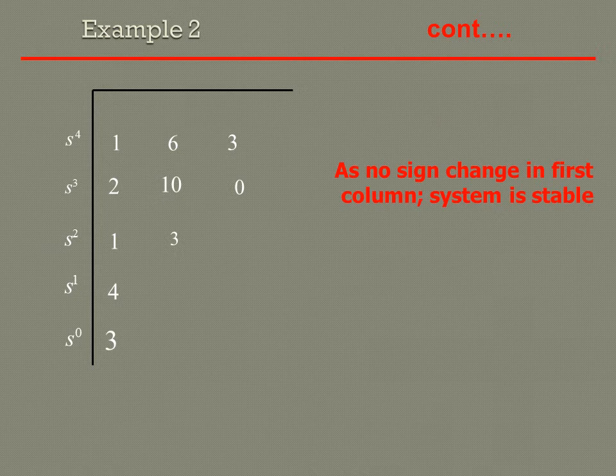Write the values in the roots array and observe the first column of the array. Since there is no sign change in this first column, the given system is stable.